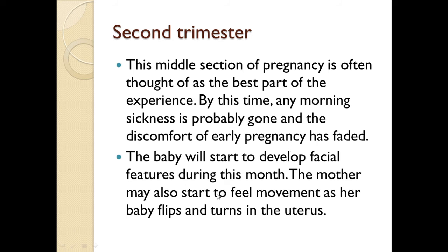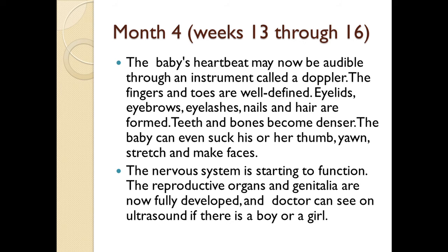The baby will start to develop facial features during this month. The mother may also start to feel movements as her baby flips and turns in the uterus. It happens in the second trimester. Now what happens in the fourth month? The baby's heartbeat may now be audible through an instrument called a Doppler.